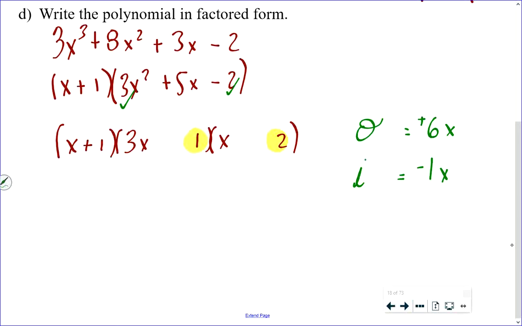And what I'm taking the opportunity to do here is do a very quick review of factoring quadratics. We're done. That's factored. If you want to multiply it all out, feel free, but we're not going to do that at this level.